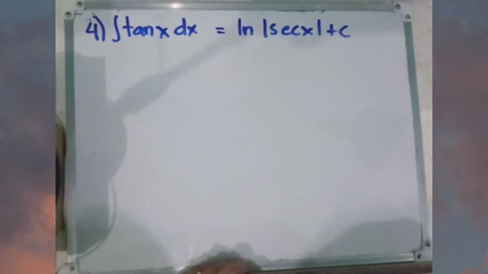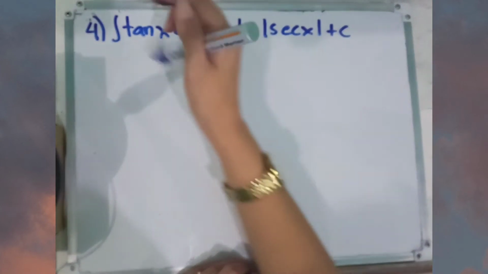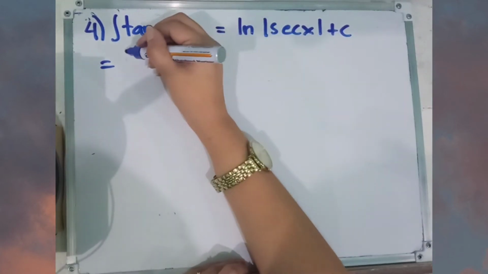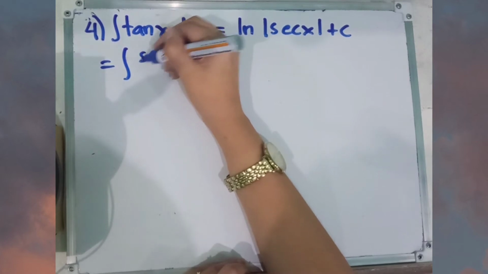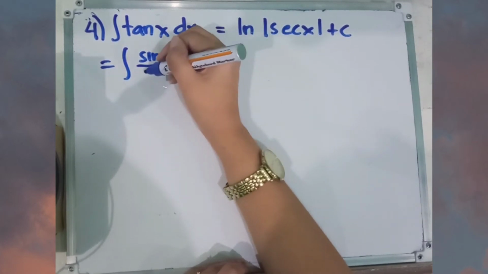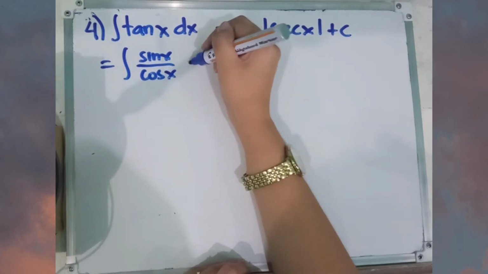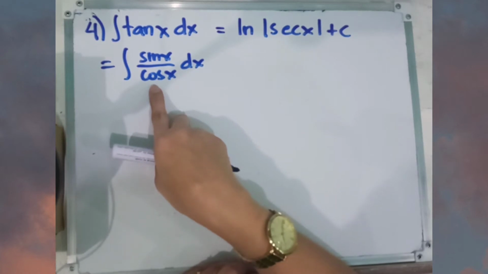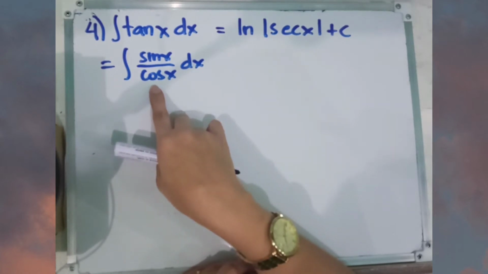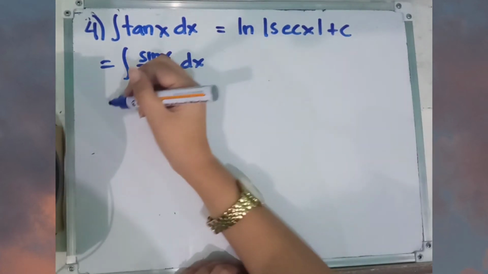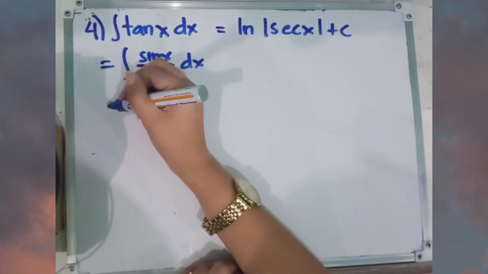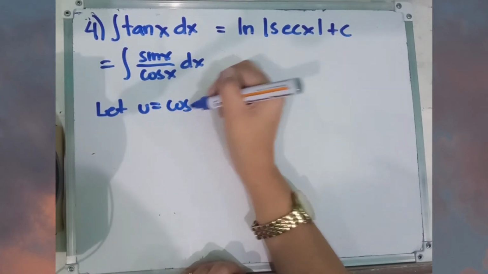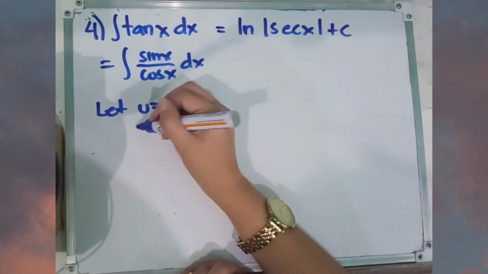Now let's try to prove this one. So using trigonometric identities, tangent x can be written as sine x over cosine x dx. So again, if you would like to ask where did we get sine x over cosine x, try to review your trigonometric identities. So having that, we can let u be cosine x.